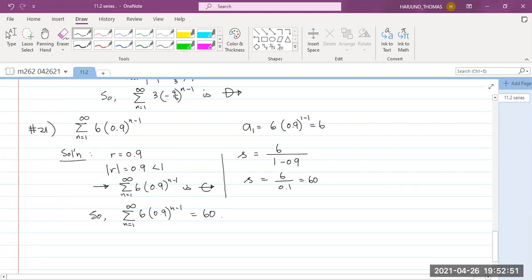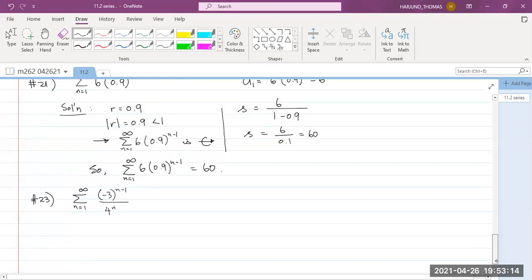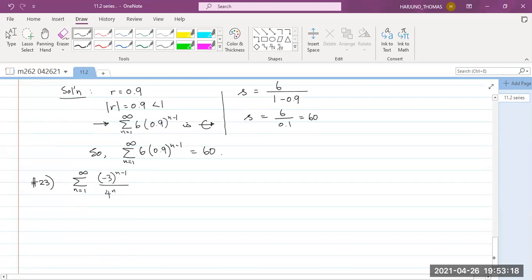That's for number 21. Now, how about number 23? Infinite series from 1 to infinity of -3 to the n minus 1 over 4 to the n. Now, this is not in geometric series pattern, but we can make it geometric series pattern. Let's play a little bit. This is equal to the infinite sum of -3 to the n minus 1 over 4 times 4 to the n minus 1. Can you see that? I basically break this part here, becomes this.